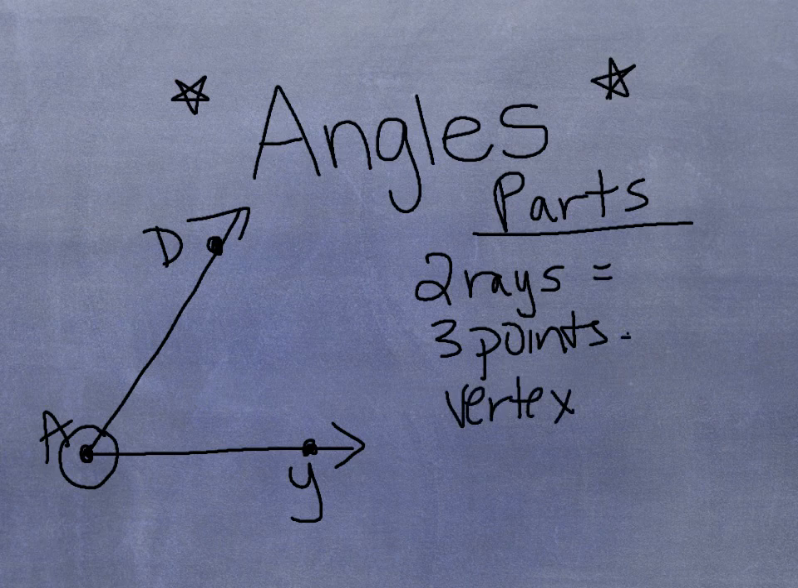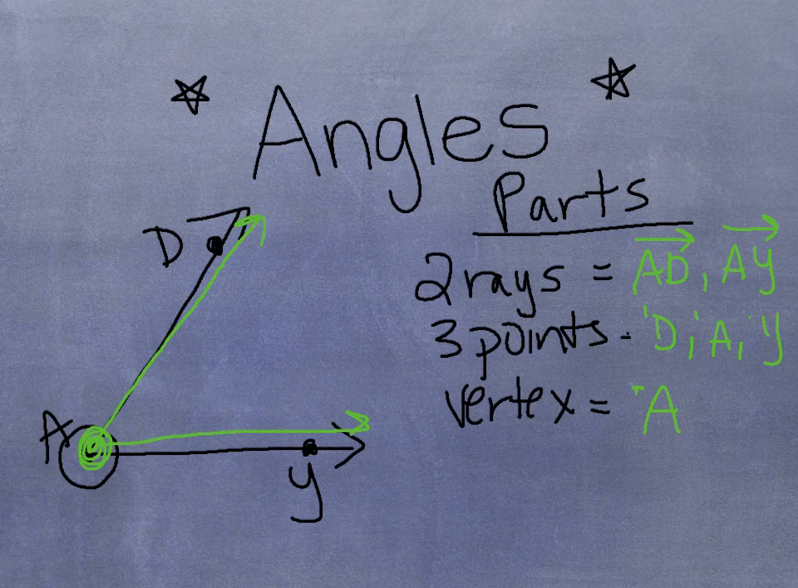Okay, so we're going to go ahead and we're going to name what these are using the proper notation. So the two rays that form this angle are right here. So we have ray AD, and then we have ray AY. So the angle is made out of two rays. Again, the common endpoint right here, point A, is your vertex. And then the 3 points that make up the angle is called DAY. So points D, A, and Y. So these are the parts of the angle.